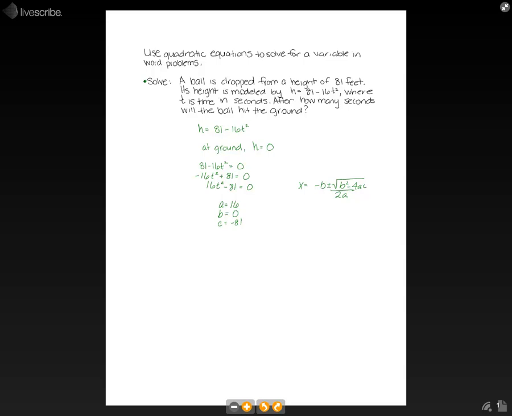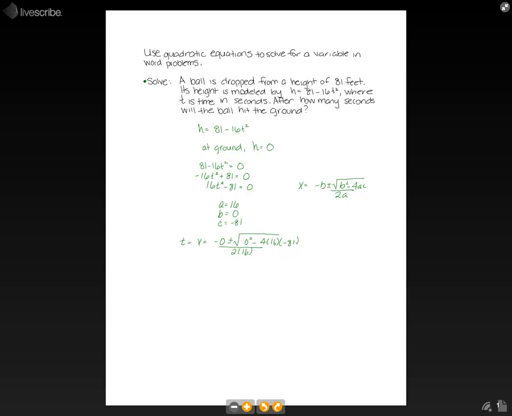Thus we can put it into our formula, giving us x equals negative 0 plus or minus the square root of 0 squared minus 4 times 16 times negative 81 all over 2 times 16. Since we're looking for seconds, the time, we can rewrite x as t, and so we could also say t equals x equals all of that.